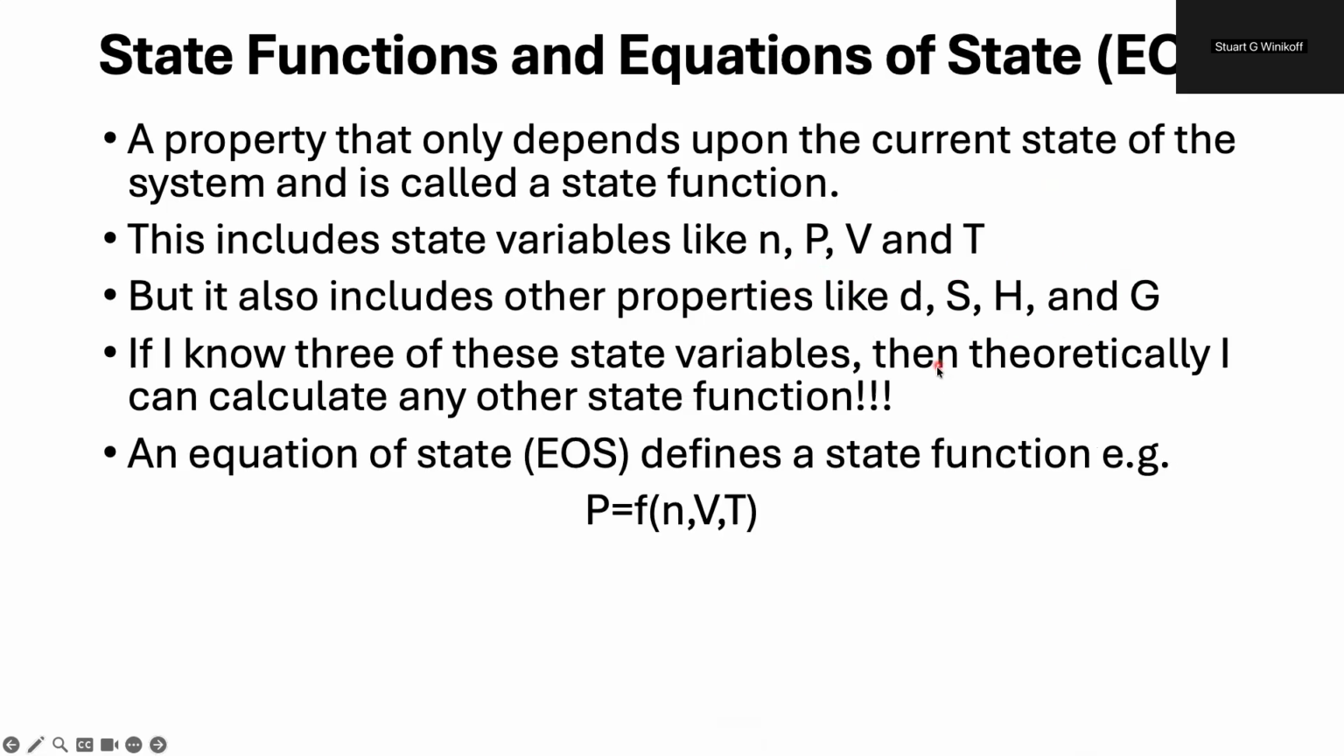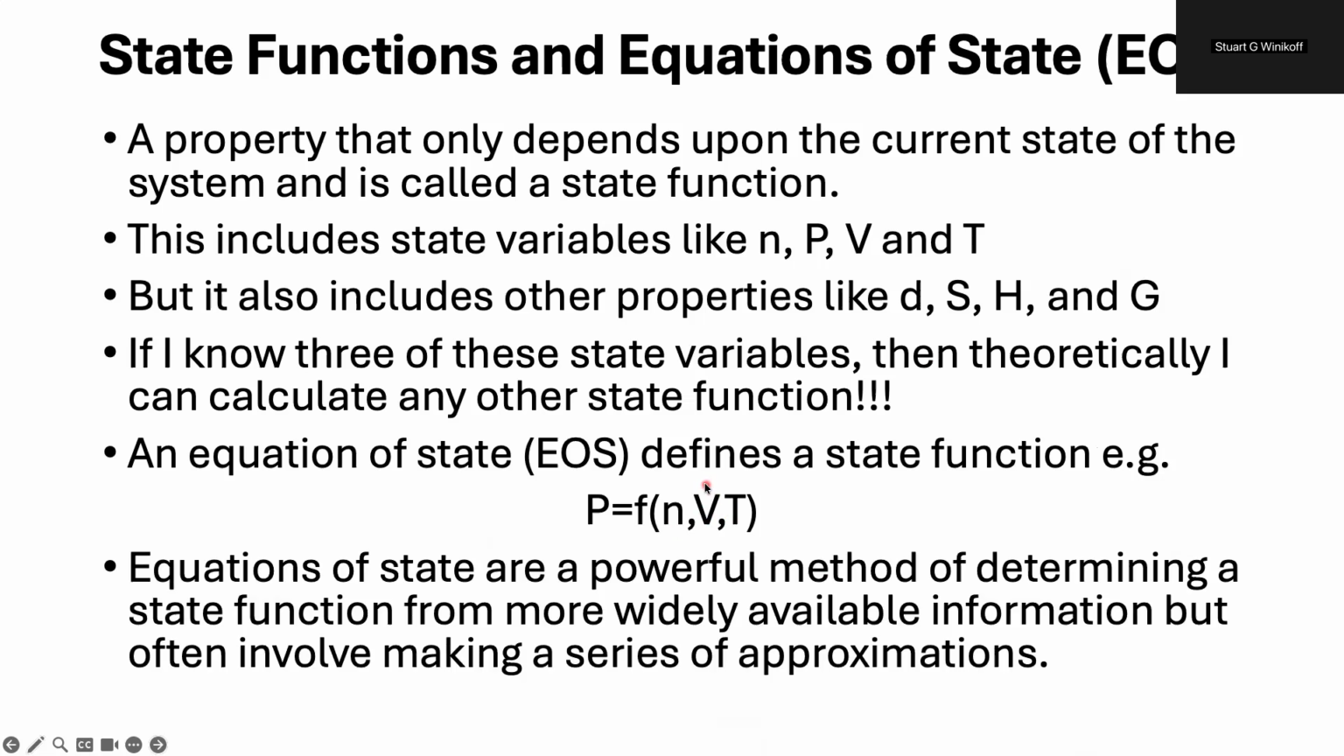However, in order to do this, we need to have an equation of state. So this is going to be some equation that defines a given state function. So for example, the ideal gas law can be written as an equation of state for pressure, because it defines the pressure of a system in terms of the other three state variables. You can also rearrange the ideal gas law so that it is an equation of state for moles, volume, or temperature. And that's really powerful.